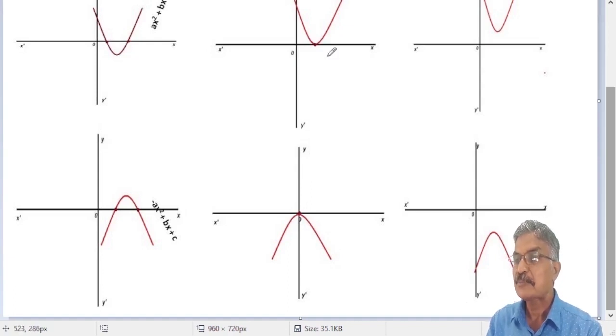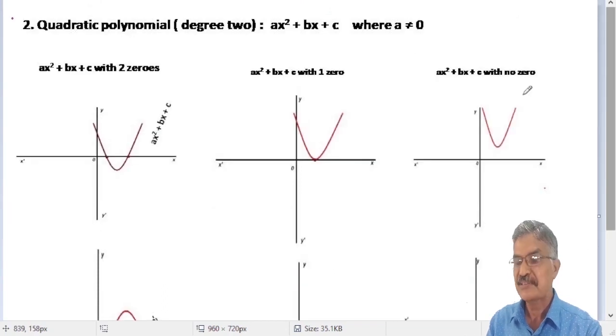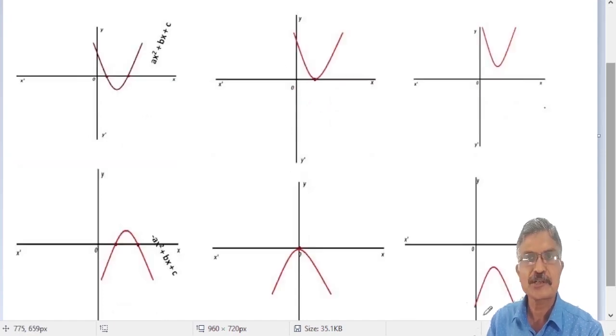Sometimes the graph may come in this way for particular values of coefficients. Then the graph never touches the x-axis. Then we say that the polynomial has no zero. Quadratic polynomial has no zero. Here no zero. Here it may come in this way. In this case also it has no zero. So a quadratic polynomial has a maximum of 2 zeros, or 1 zero, and sometimes it may not have any zero.